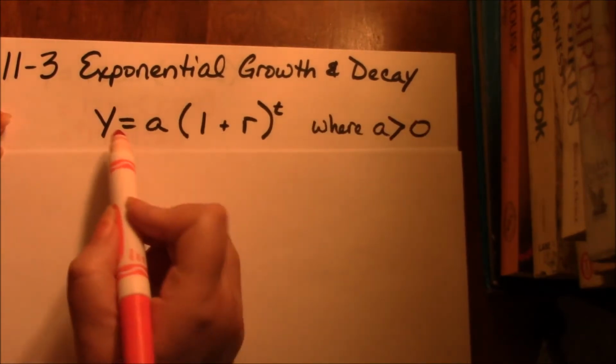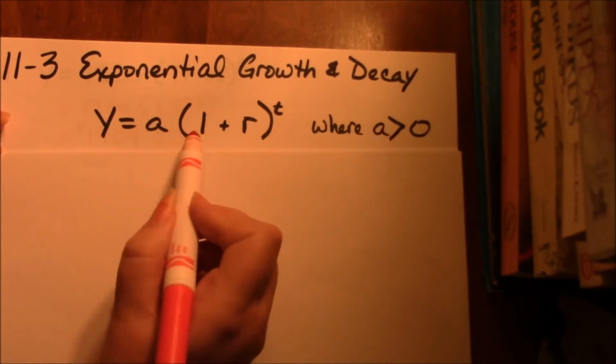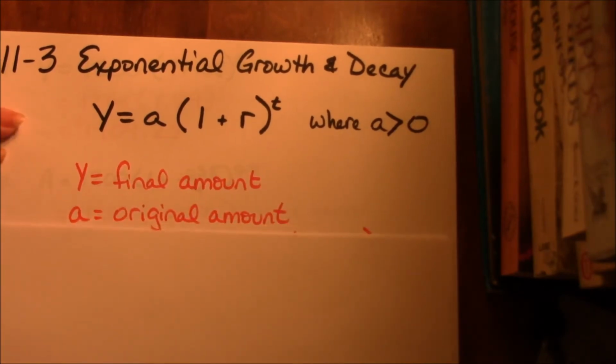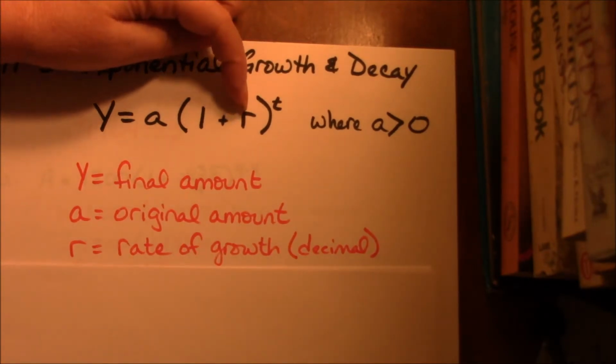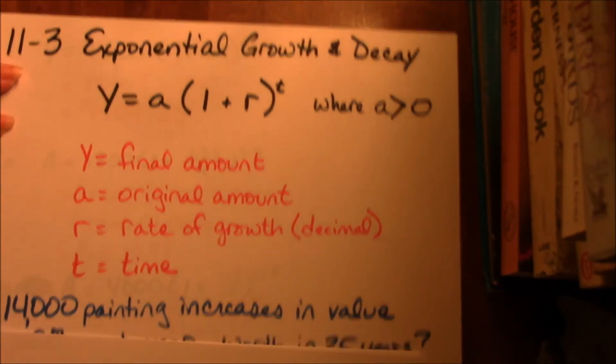So we're going to start with this equation where a is larger than 0. And y is our final amount, a is our original amount, r is the rate of growth, and a rate is usually said in a percentage. It's got a 3% growth, but you have to make it a decimal. And then t is time. So what does that mean?